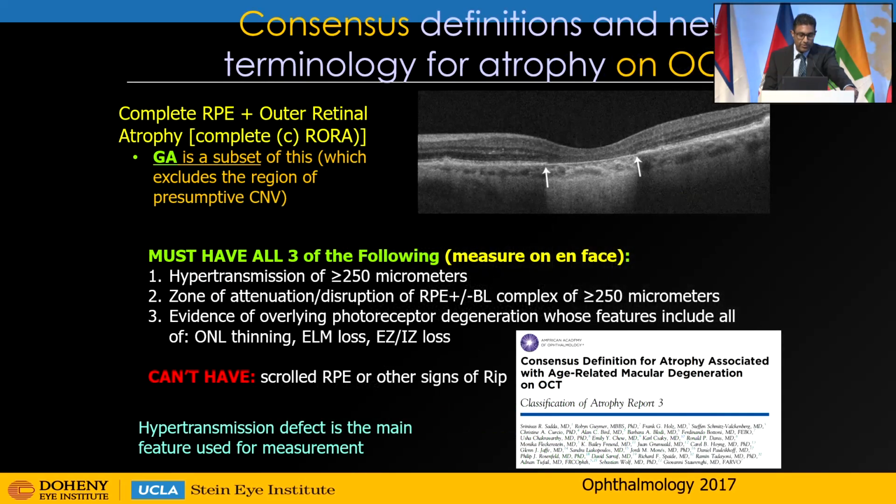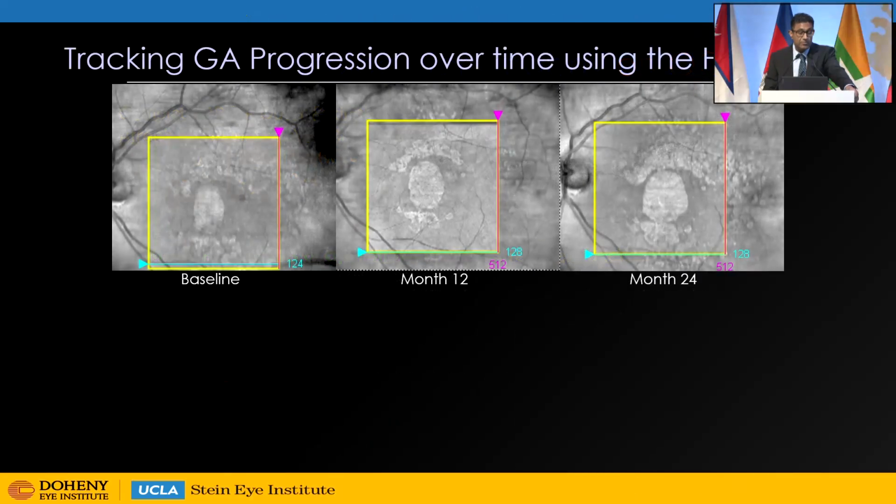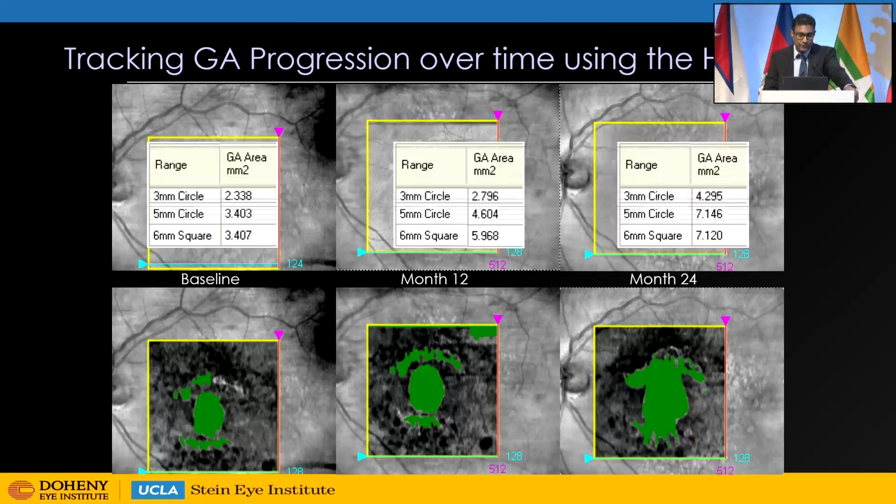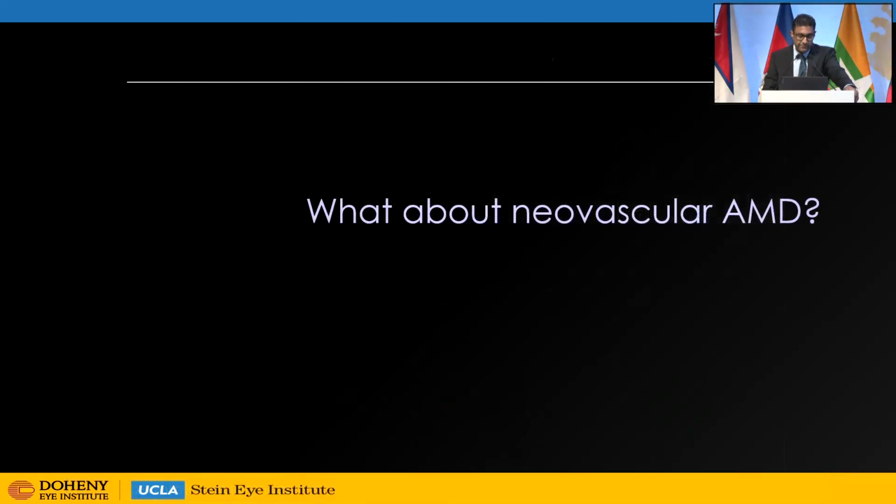the CAM program. Some of the CAM authors are here in the audience, but atrophy ultimately in this consensus discussion was identified as an area of hypertransmission of at least 250 microns with corresponding attenuation or loss of the RPE band, as well as some evidence of loss of the overlying photoreceptors. Now, the hypertransmission defect component of this definition, of course, is what we use, especially at en-face imaging, to measure the atrophy. So we measure the hypertransmission defect, and that can be useful to track the growth of atrophy over time.